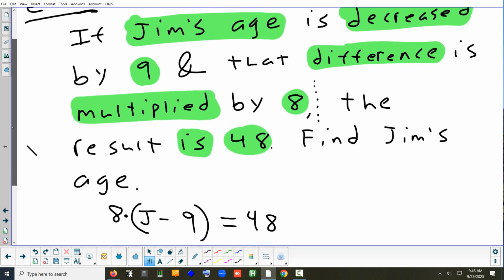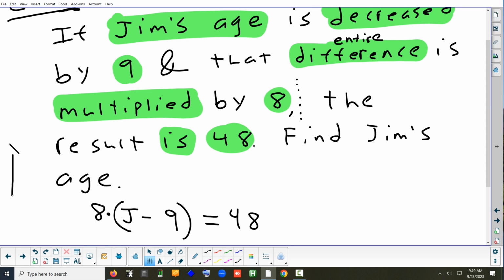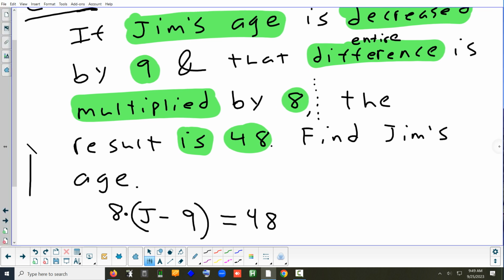So again, Jim's age decreased by 9, and then you take that entire thing. If I want you to use parentheses, I'll usually put the words "the entire thing" so you know all of it. So that entire thing is multiplied by 8, and the result is 48. Okay, let's see if we can figure out Jim's age. What would be my first step?